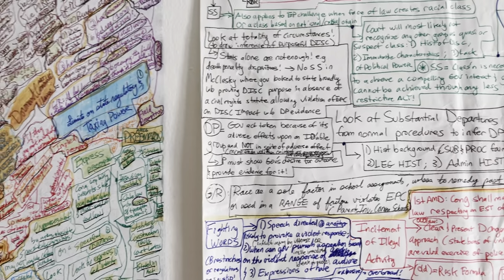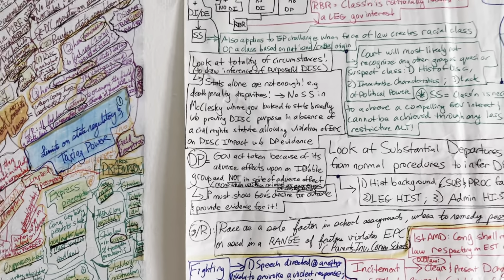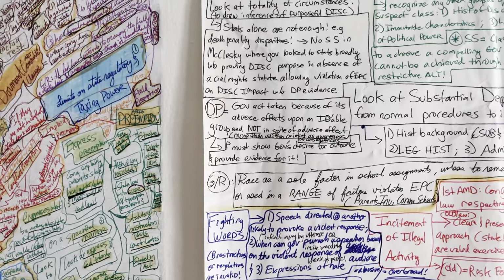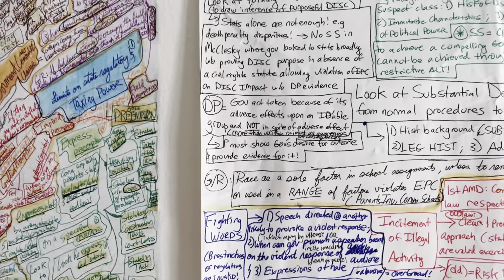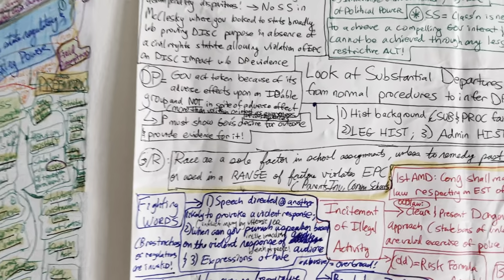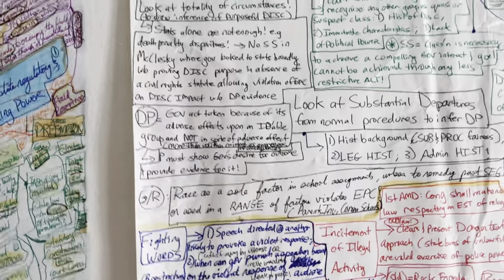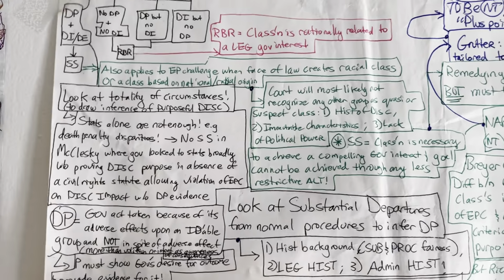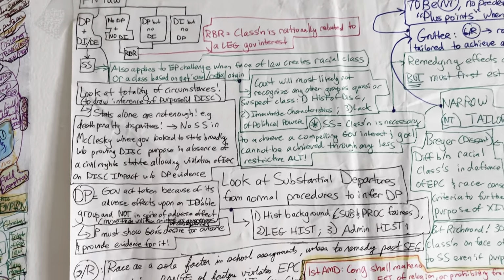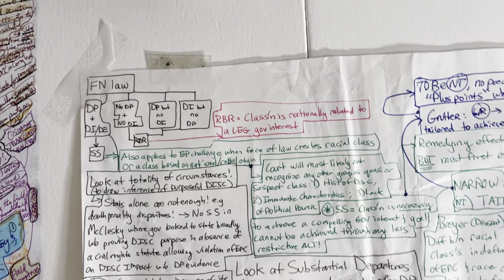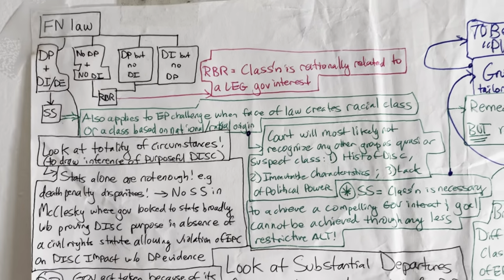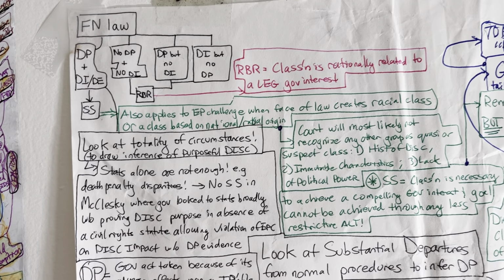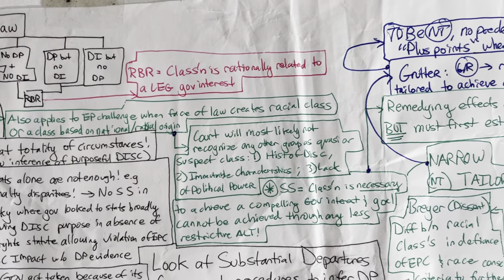However, we want to create equity across the board when we think about the Equal Protection Clause. However, to remedy past segregation, it is an interest worth noting. But however, we need a range of factors. Otherwise, that alone, using race as a sole factor, is likely to violate the Equal Protection Clause. So part of this analysis, we want to look for substantial departures from normal procedures to infer the discriminatory purpose. And so we talked about strict scrutiny, where it applies to an equal protection challenge when the face of the law creates a racial class or a class based on national origin.